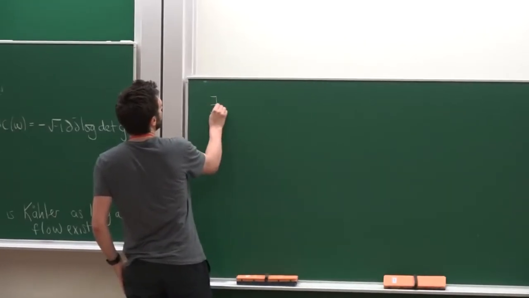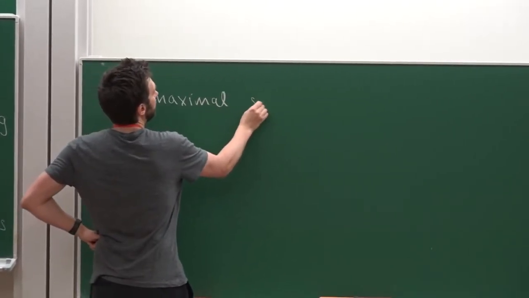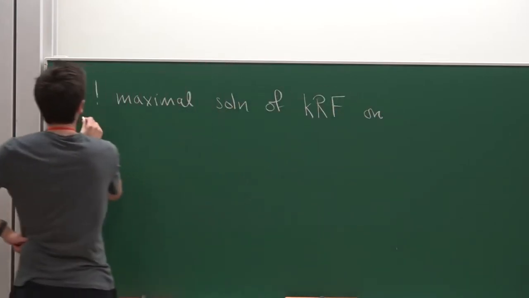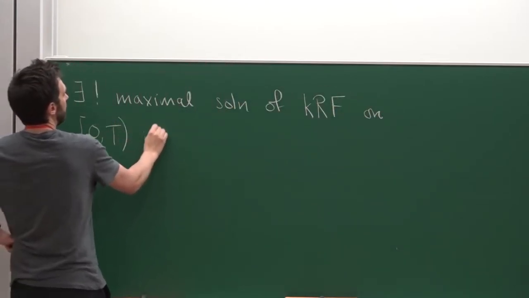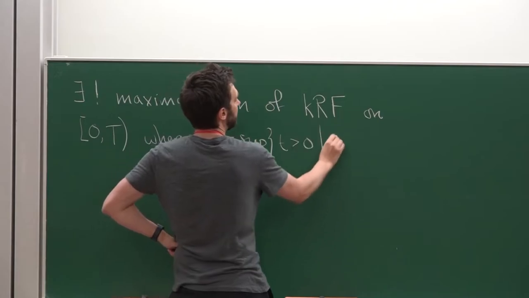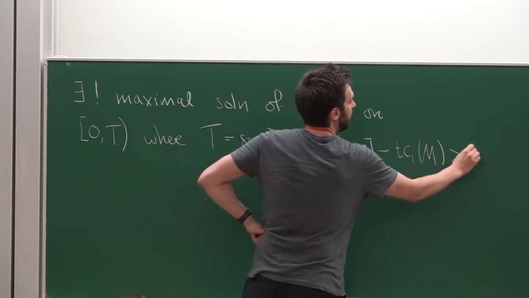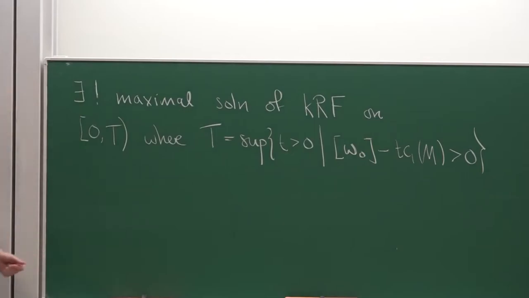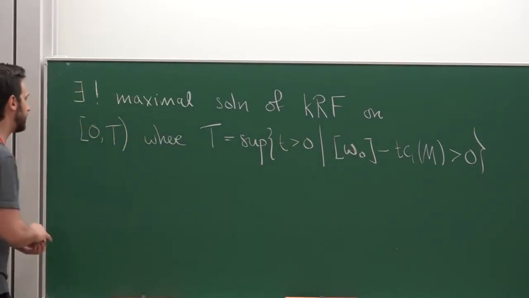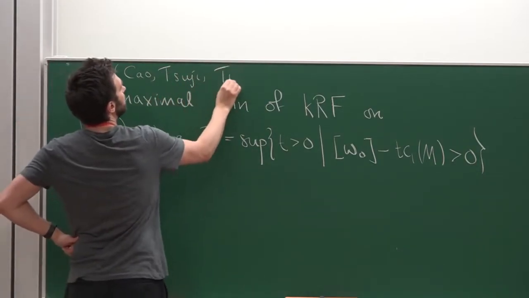There exists, and it's unique, a maximal in time solution of the Kähler-Ricci flow on [0, T), where T is the largest time for which this cohomology class omega naught minus t c1(M) is positive, in the sense that this cohomology class has a Kähler metric inside of it. Of course this doesn't depend on the initial metric, only on the initial Kähler class. This result is due to Cao, and Tsuji proved some special cases. The general result is due to Tian and Zhou Zhang.